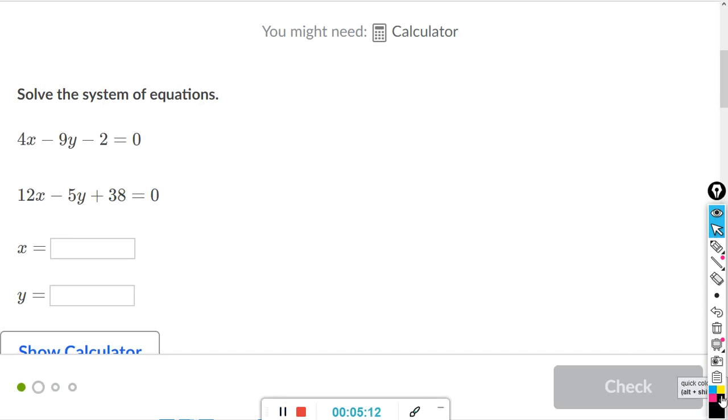Okay, so this one's a little bit easier. We have our two equations, and I can see that 12 is 3 times more than 4. So I'm just going to multiply this one here by 3. So I'll have 3 times 4 is 12.